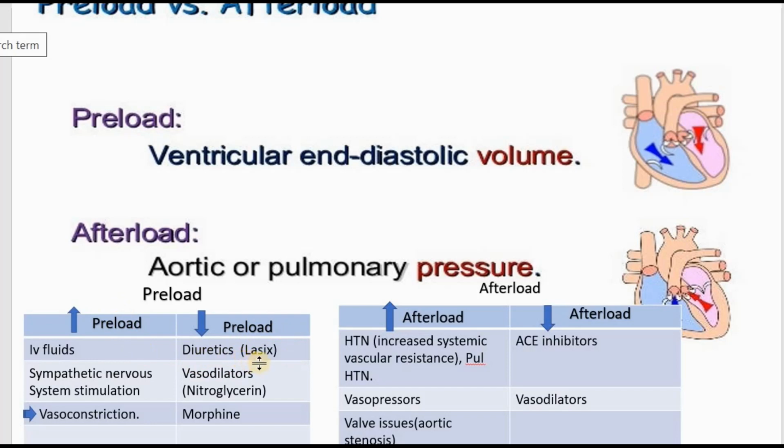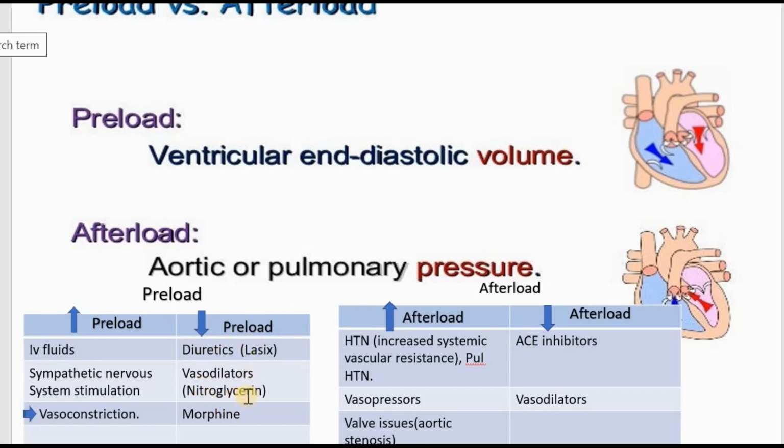One is diuretics, example Lasix. When you give Lasix to the patient, it removes excess fluid from the blood. So the blood volume decreases. So when there's a volume reduction or when the blood volume decreases, there is less venous return to the heart, less blood volume to the heart. As a result, preload decreases.